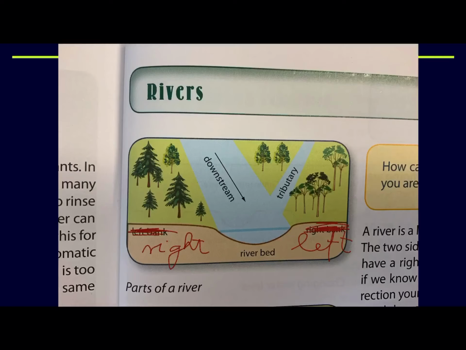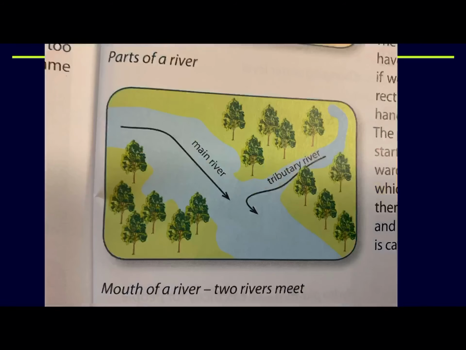What is a river? A river is a large stream of water that flows along a river bed, and the two sides of the river bed are called the banks. But if you go downstream, you should imagine yourself on a ship in the middle of the river, and you look right as you face towards the downstream, so towards the mouth of the river. Then you can find the right bank of the river, and the left bank of the river. So they made a mistake here. Please correct this problem in your book on page 129 at the top.